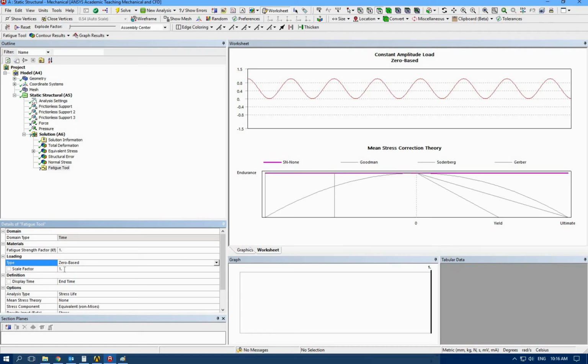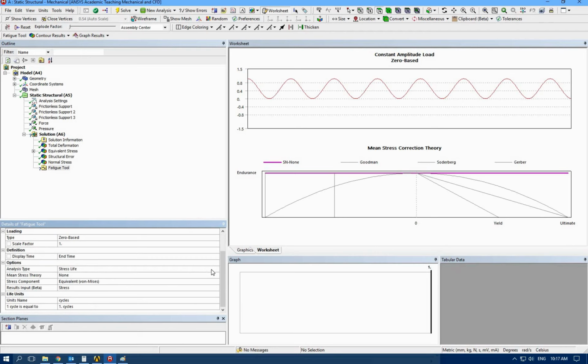Scale factor. This one is going to help us if you want to do parametric studies. For example, for this case, we have 100 megapascal. Next time you want to make it 200, 300, 400, you can click over this box, make it parameter, and then use it for parametric studies.